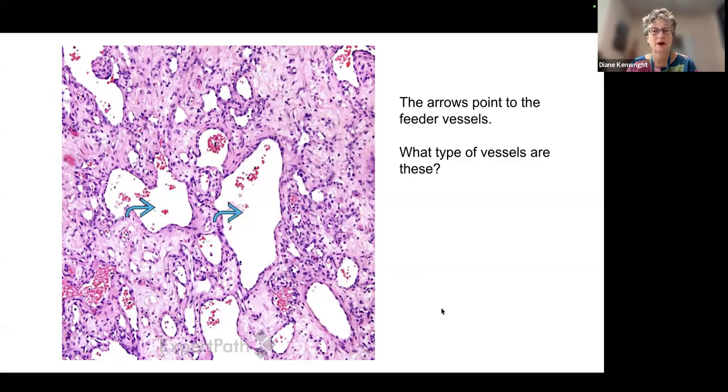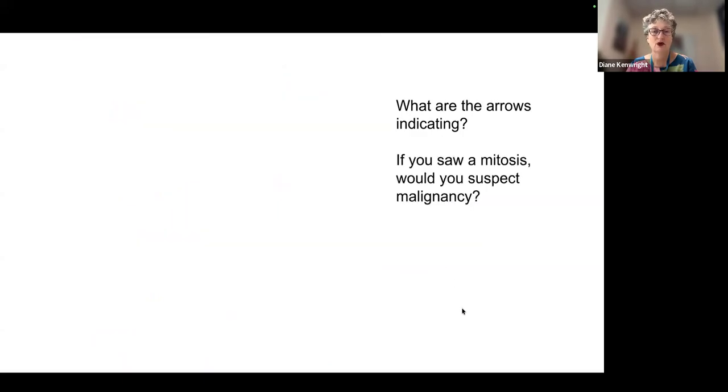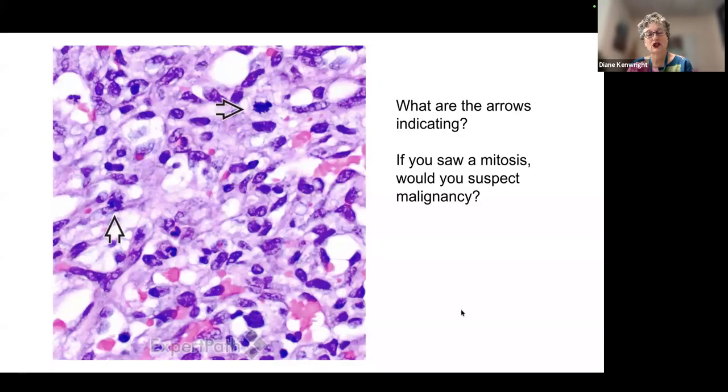These are enlarged capillaries. At higher power, we can see these are lined by endothelial cells and still no smooth muscle. These lesions have a rapid growth phase, so we will find mitoses in them. Not all mitoses mean malignancy, particularly if they are normal mitoses like this one is.